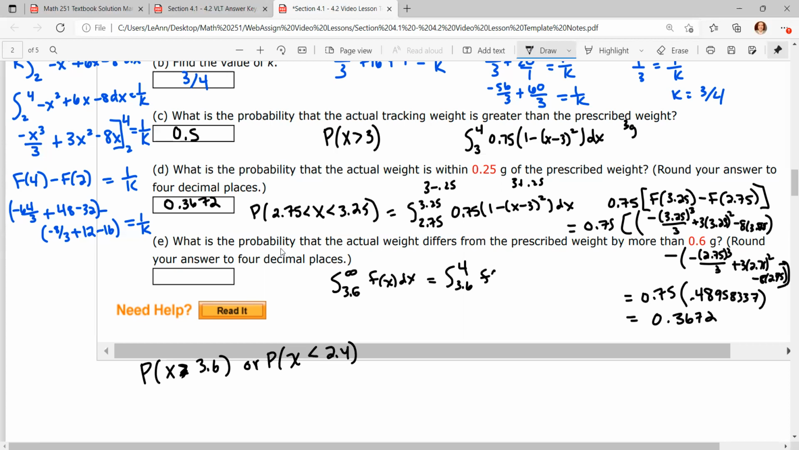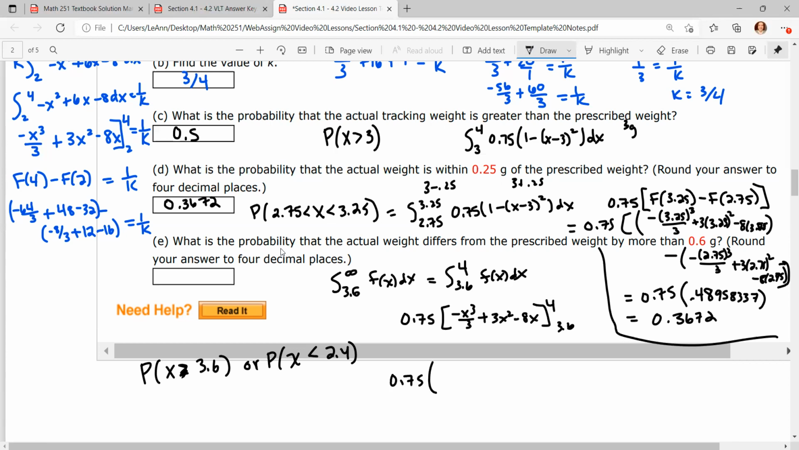And we're looking at our function f of x dx, which we know is up here. And we already know what that is, so I'm not rewriting it all in because we have our rules here. So it's 0.75, and we're going to be doing negative x cubed over 3 plus 3x squared minus 8x from 3.6 to 4. And that's going to be 0.75 times f of 4 minus f of 3.6.